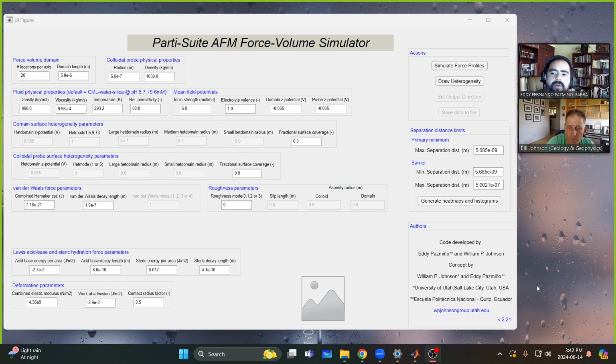We can just show it with the default parameters, which you can see here on the screen. You can change anything here, but it's a good idea to have a sense of what they represent. We have a domain that represents an actual sample that you can put in the AFM apparatus. Here we defined a 2D plane with 20 locations per axis, so we have a uniform grid of locations. We're going to evaluate the force volume at each of these locations. That's how it starts.